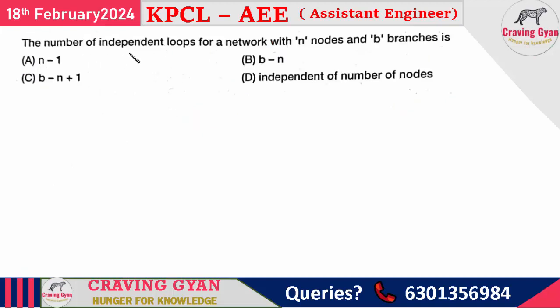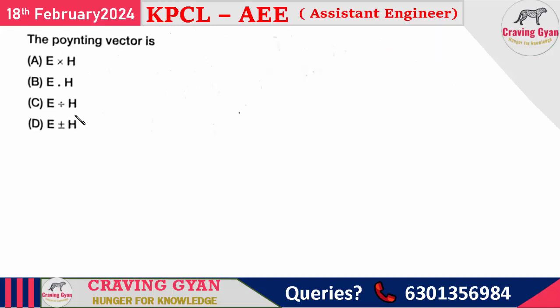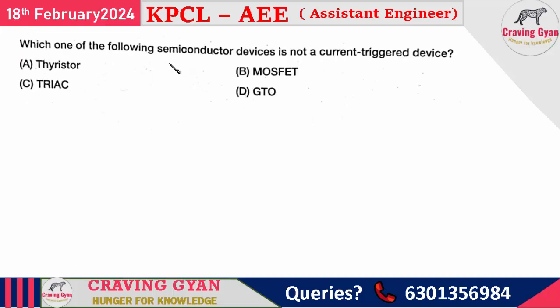Next, the number of independent loops for a network with n nodes and B branches is given by B minus n plus 1. Straight away, in many of the competitive exams, they have asked that. That is B minus n plus 1. Very, very important. In the 17th question, what they have asked is the pointing vector is given by E cross H, option A. See, simple questions they have asked.